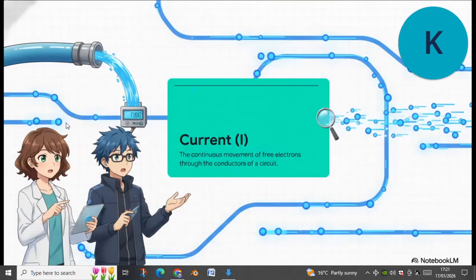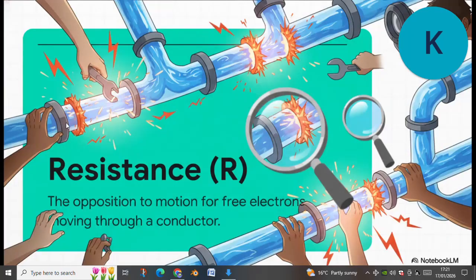Okay, so if voltage is the pressure, then current is the actual flow. It's a measure of just how many electrons are zipping past a single point in the wire every second. In our water analogy, this is how much water is actually gushing through that pipe. And finally, we have resistance. This is basically electrical friction.